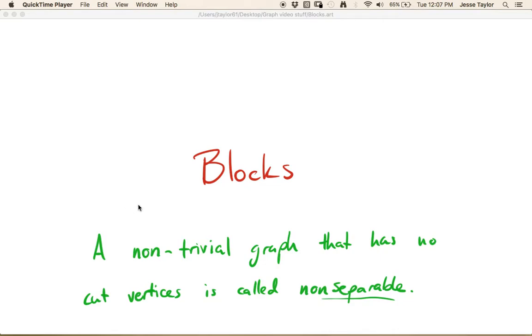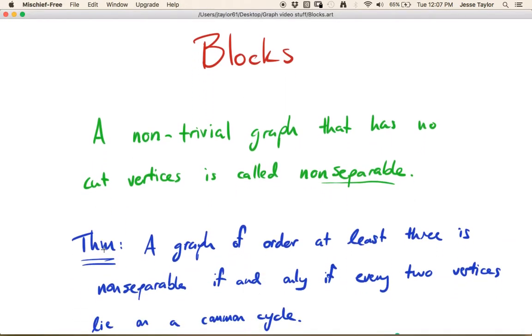In this video, we're going to be talking about blocks. So first, before we get to blocks, we need a couple of other definitions. A non-trivial graph that has no cut vertices is called non-separable. Remember we've talked before about what cut vertices are. So if it doesn't have any cut vertices, then it's called non-separable.